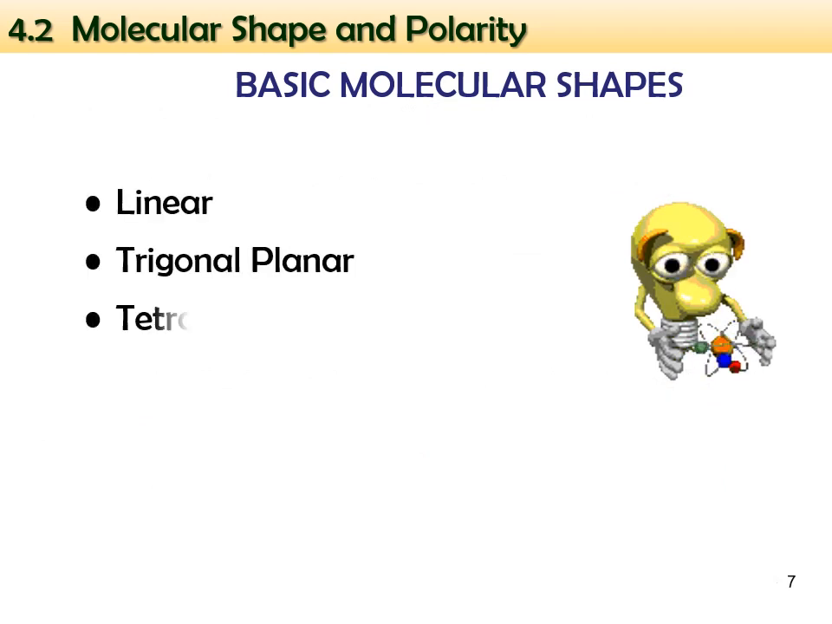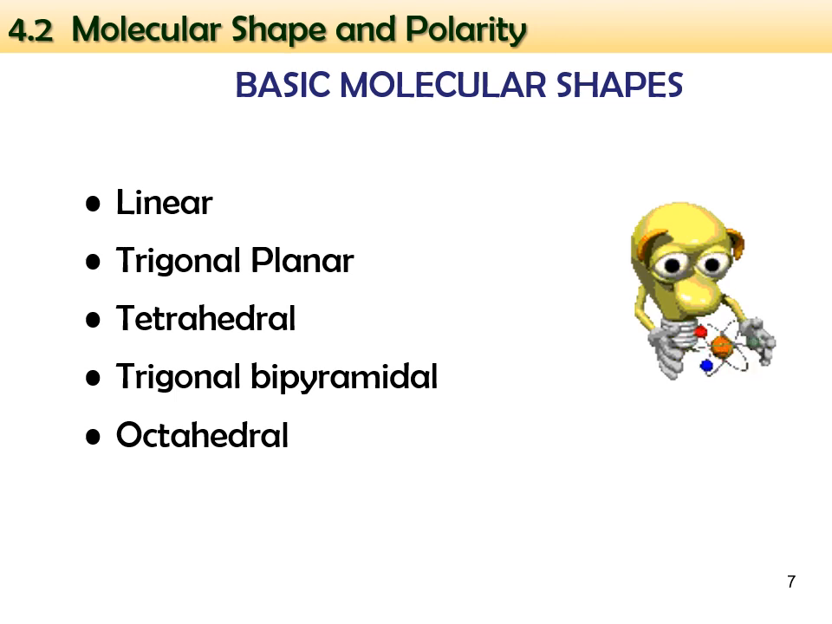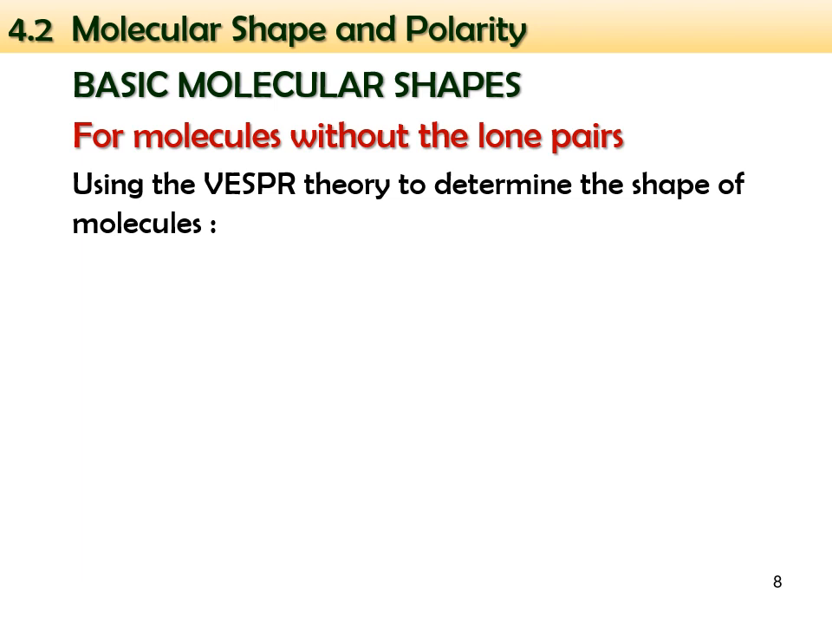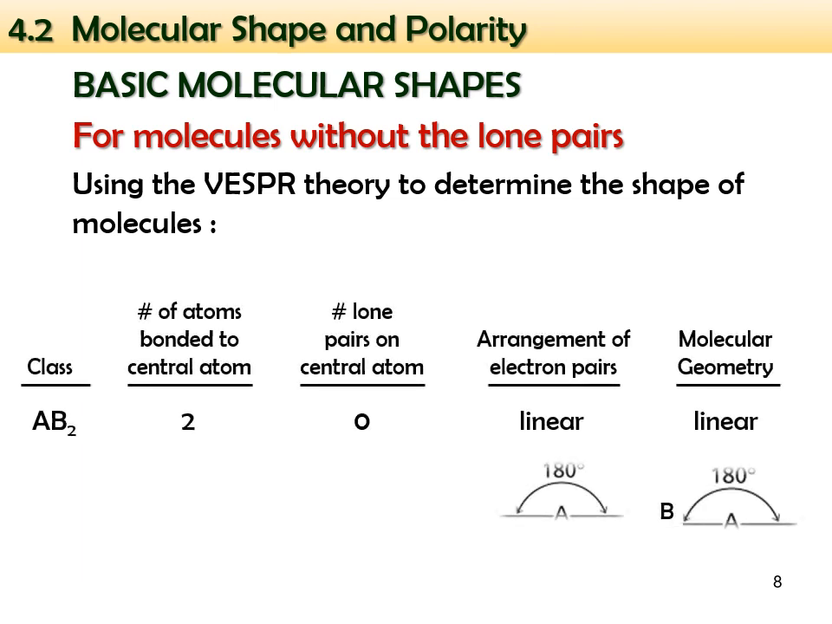Right, so as I mentioned before, there are 5 basic molecular shapes. The first one is linear, trigonal planar, tetrahedral, trigonal bipyramidal, and then octahedral. So these are basic molecular shapes, meaning they are without lone pair. Later I will show you with lone pairs. Okay, so let's have a look at the first basic molecular shape. The first one is linear.